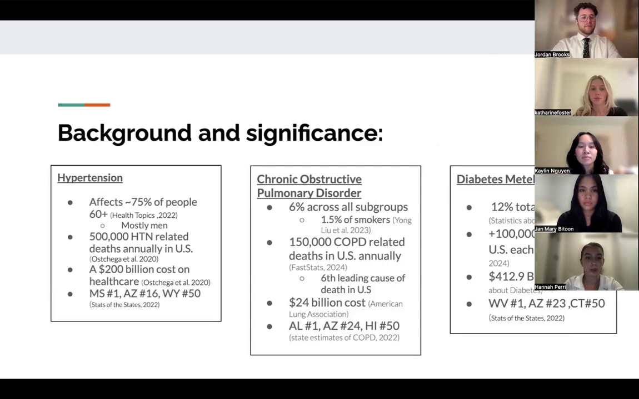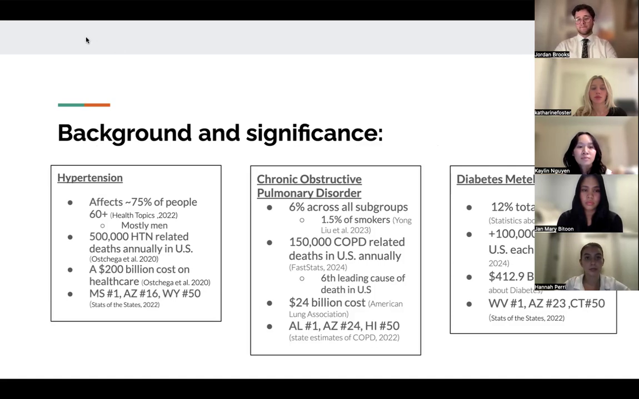She has a few different underlying healthcare conditions I want to talk about. First is hypertension. This affects about 75% of people over 60, and that's mostly men. About 500,000 hypertension-related deaths annually in the U.S. cost the U.S. approximately $2 billion in healthcare. Right now, Arizona ranks 16th in the U.S.